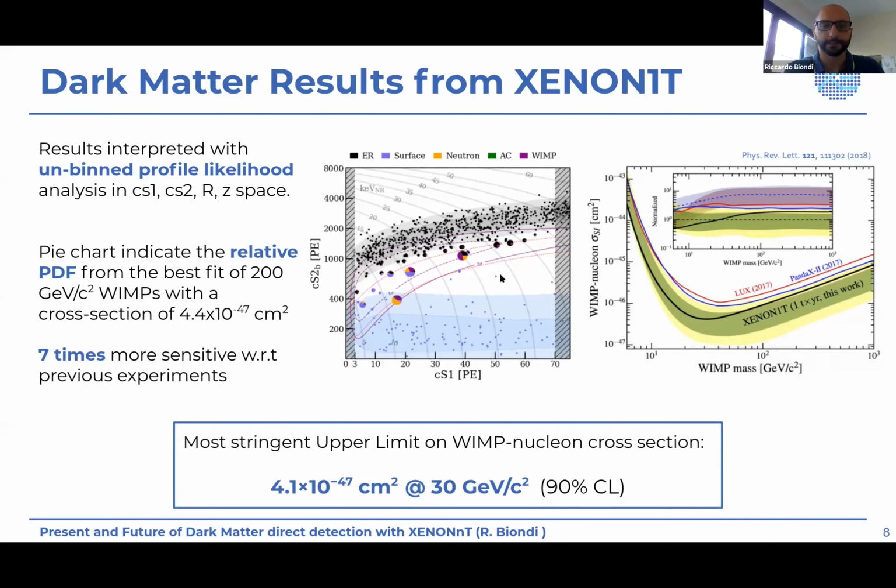You can see that we couldn't identify any WIMP event, so we set a limit that is 7 times better than the previous limit set by similar experiments. So this is actually the most stringent upper limit on the WIMP-nucleon cross section worldwide. The minimum of the curve is at 30 GeV/c², and it's 4.1 times 10 to the minus 47 cm² on the cross section.